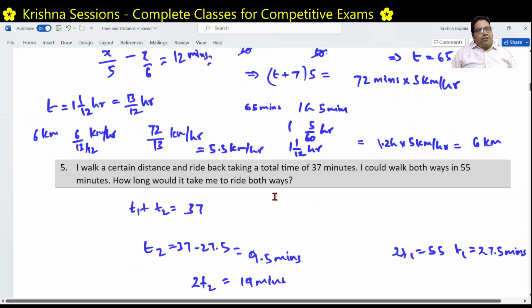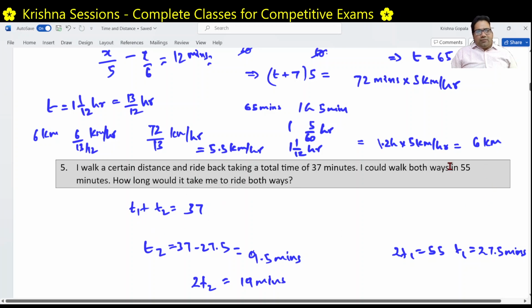Next one. I walk a certain distance and ride back, totaling a total time of 37 minutes. I could walk both ways in 55 minutes. How long would it take to ride both ways? Okay, what is he saying? I'm taking 37 minutes going forward and coming backward. T1 plus T2 is equal to 37.